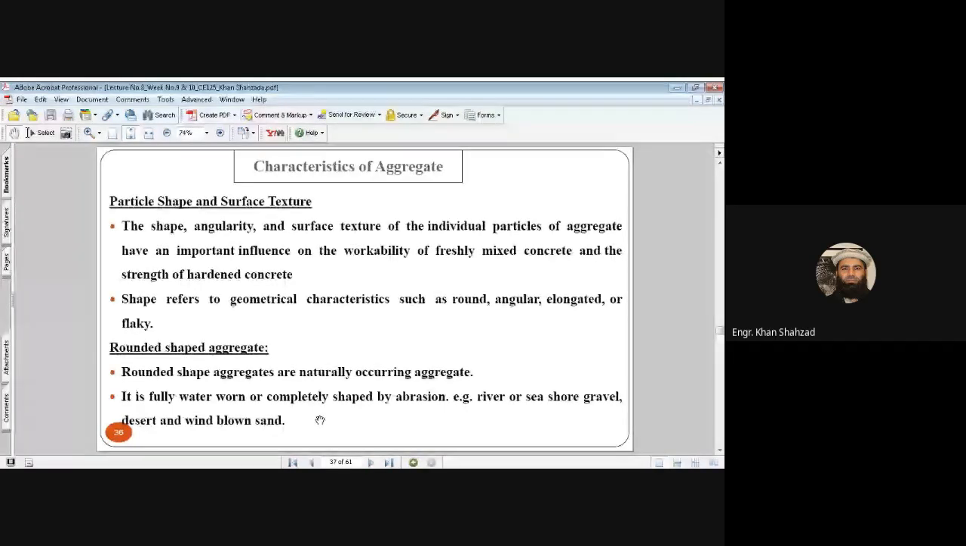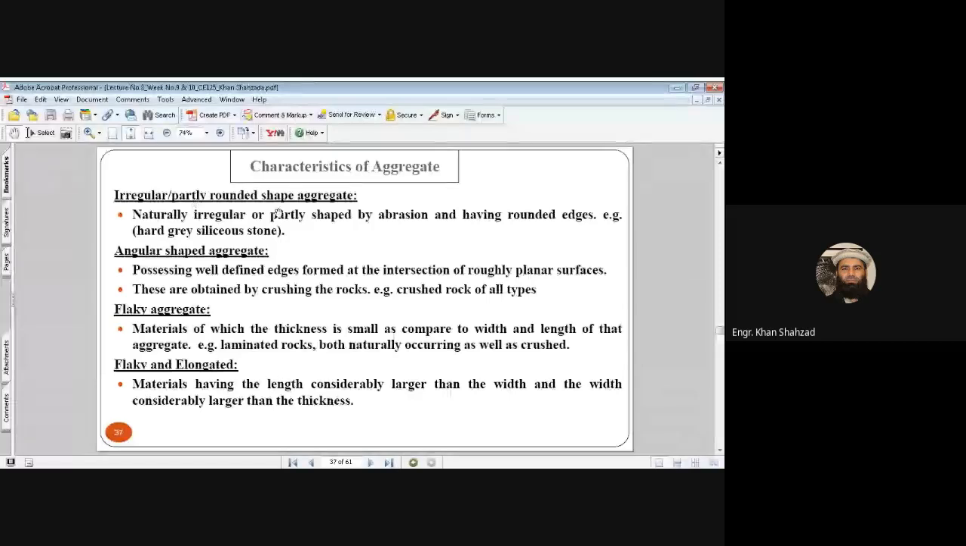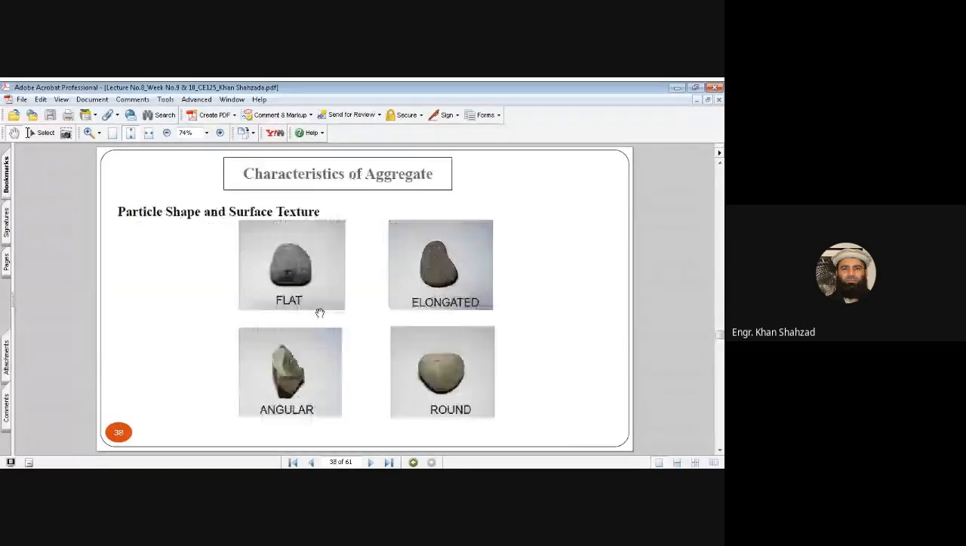Then the irregular or partly rounded shape aggregates. Naturally irregular or partly shaped by abrasion and having rounded edges, for example, hard gray siliceous stones. The next one is the angular shaped aggregates, possessing well-defined edges formed at the intersection of roughly planar surfaces. These are obtained by crushing the rocks, for example, crushed rocks of all types. You will see the figures in these slides.